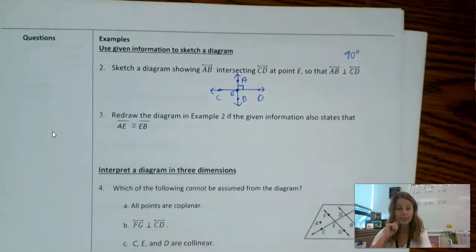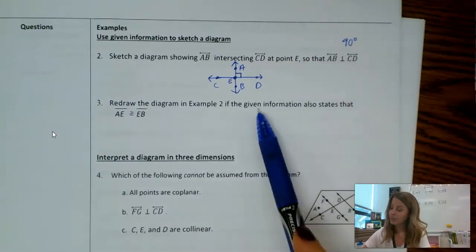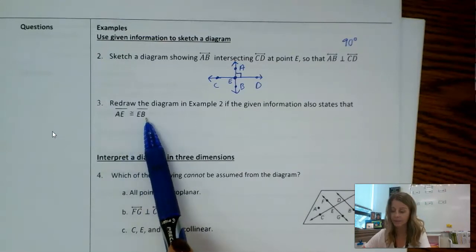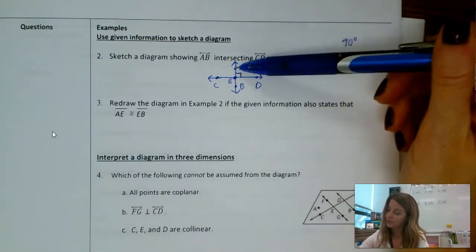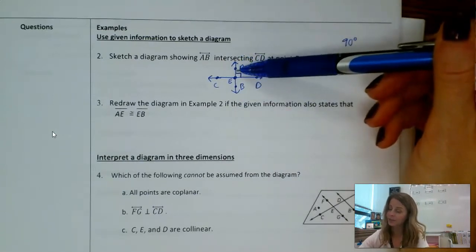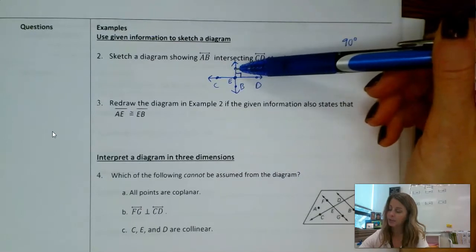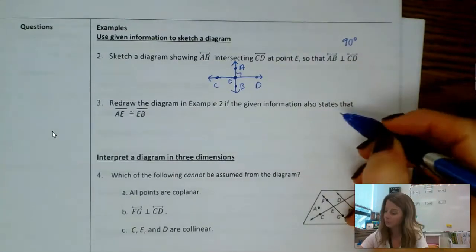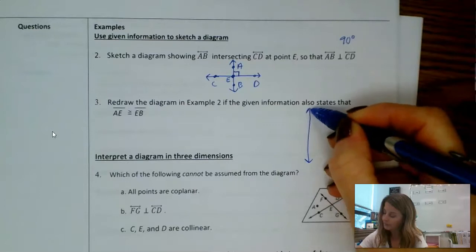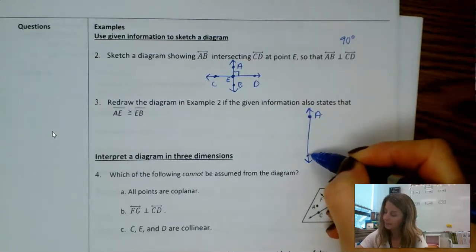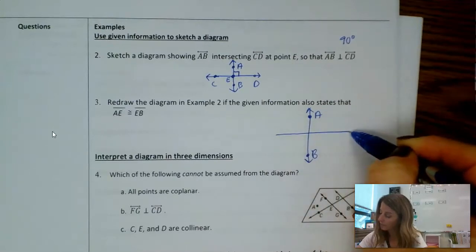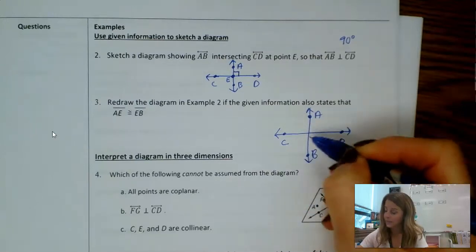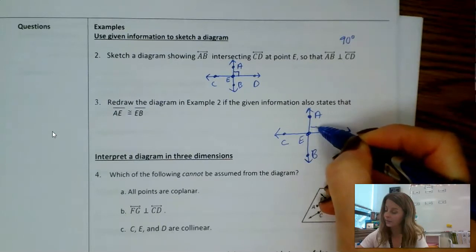Okay, number 3 says to redraw this example if the given information also states that segment AE is congruent to segment EB. Okay, so that means even though AB is a line here, which is fine, I also could say, well, this is segment AB. So I want to show that segment AE is congruent to segment EB. So I'm going to make it a little bit longer so I have a little bit more space. So I still need A and B. And then CD is coming through here at a right angle. So CD. I need my intersection of E, and I need the right angle, okay?